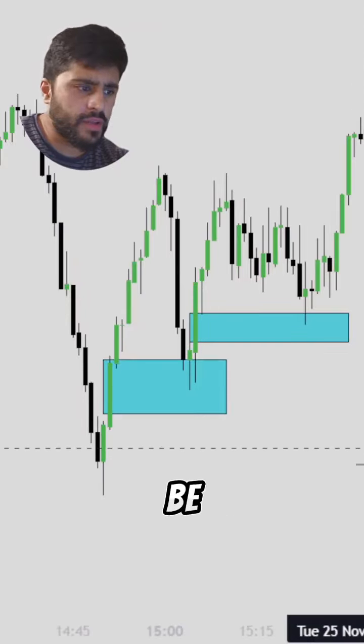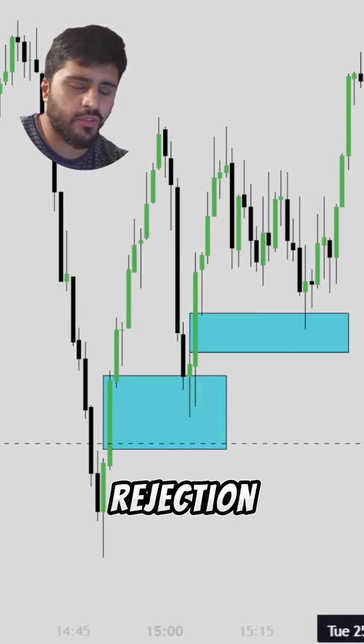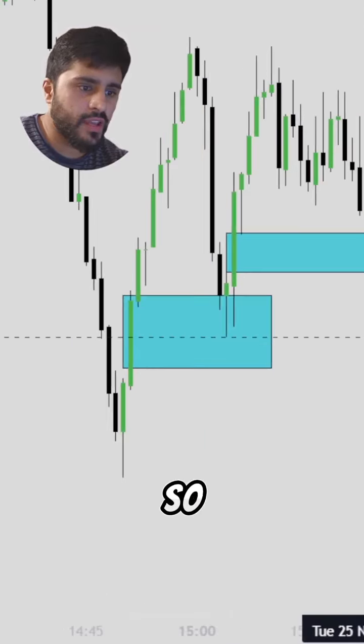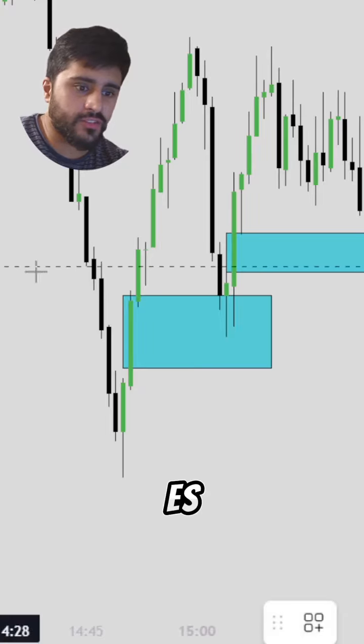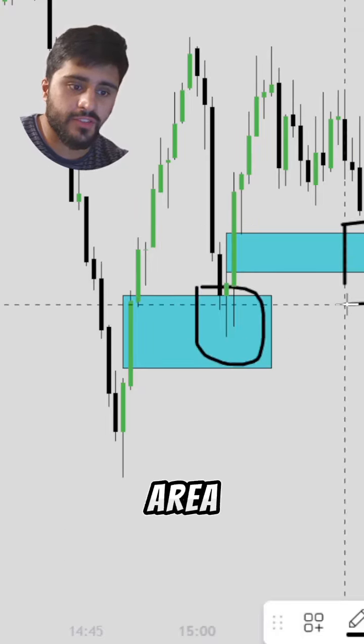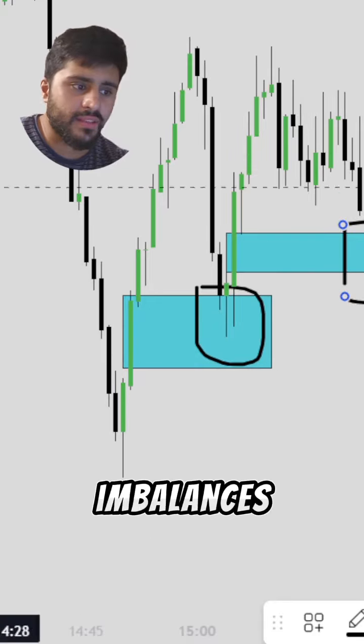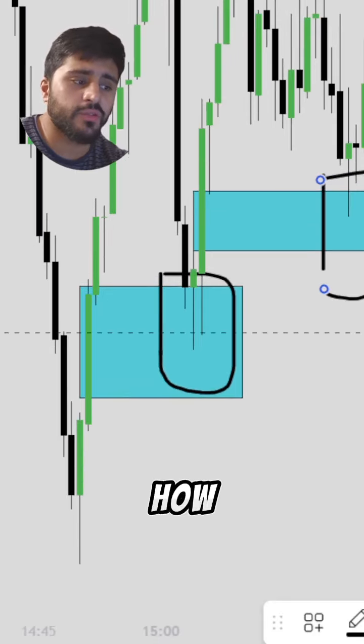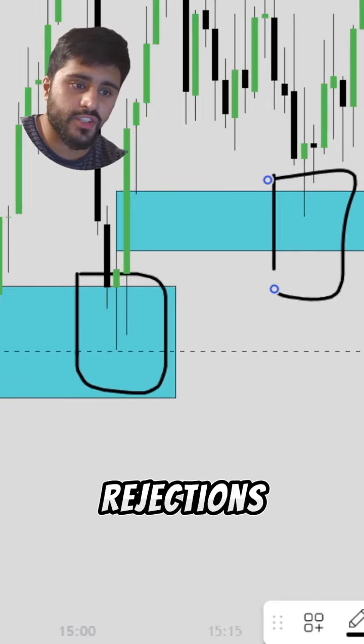So in this video, I'm going to be going over how to spot a rejection of a lower time frame fair value gap, right? So if you trade the 1 minute chart on ES or NQ, I want you to pay attention to this specific area and this specific area. Price came off these imbalances, and I want to explain how you can use order flow to spot these rejections to the upside, right?